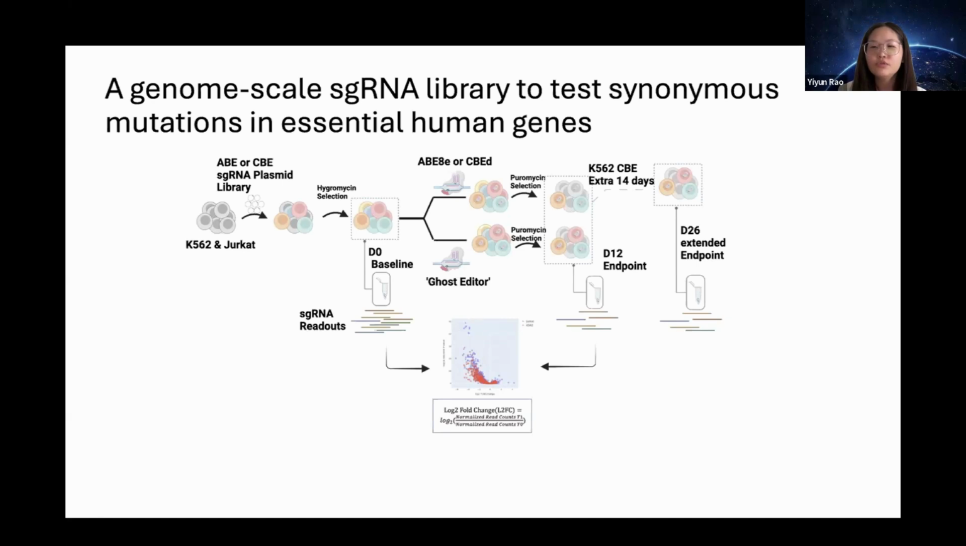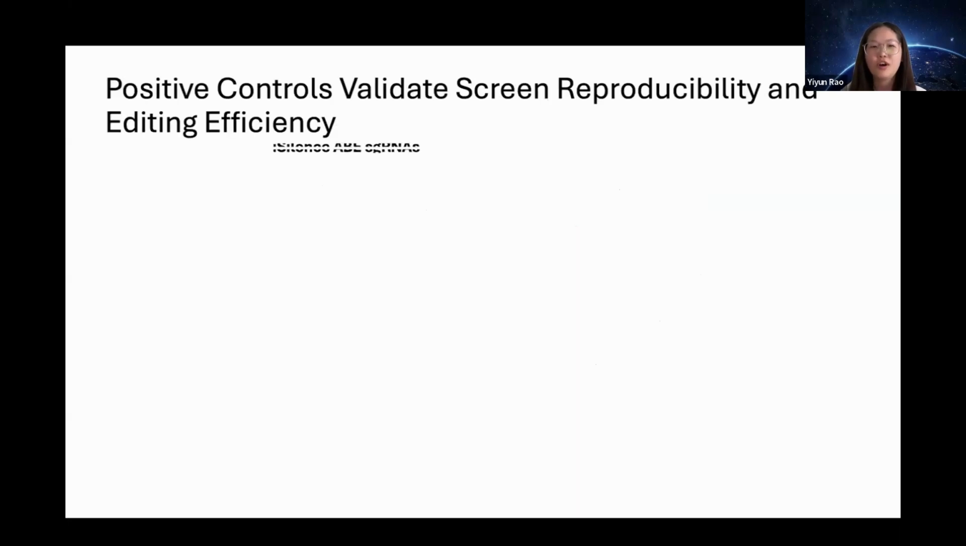So our first question is: is the screen reliable? Can it detect non-fitness consequences? And to answer this question, because most of the sgRNAs in our library are expected to be neutral, since most of them are synonymous sgRNAs, we rely on positive controls to assess the quality. And in particular, we use iSilence sgRNAs.